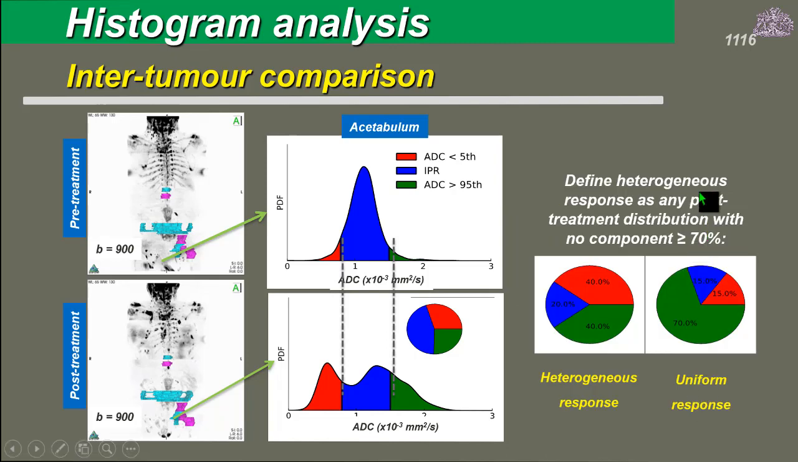Now, let's imagine that we say mathematically that if you have a dominant group that accounts for the majority of the voxel change, and in this case we say it's 70%, we call that a uniform response. And then within that tumor, if no component is more than 70%, that is a heterogeneous response. What sort of information would we potentially get?